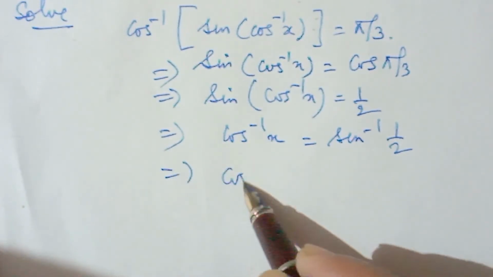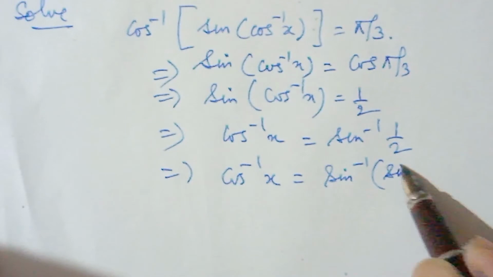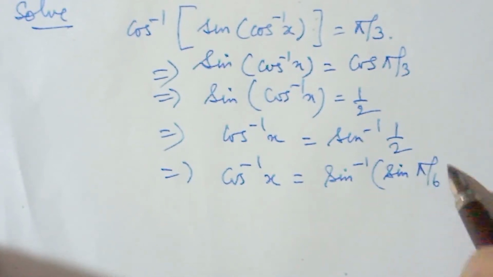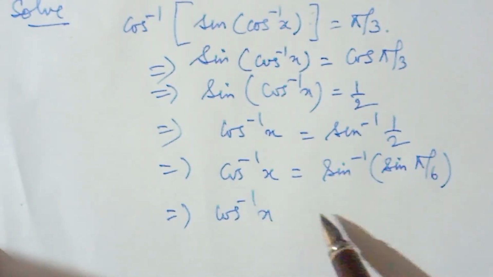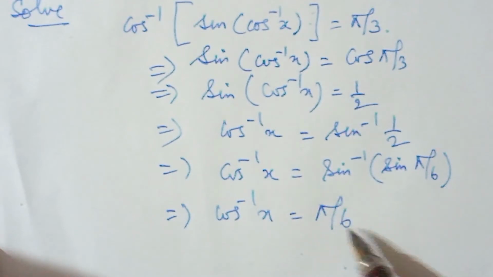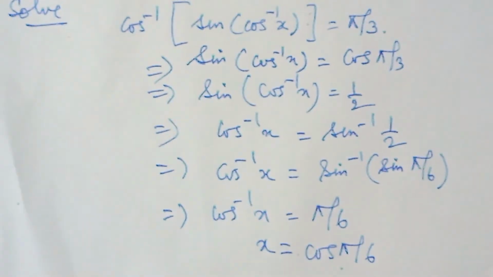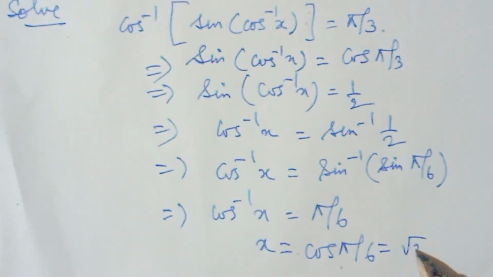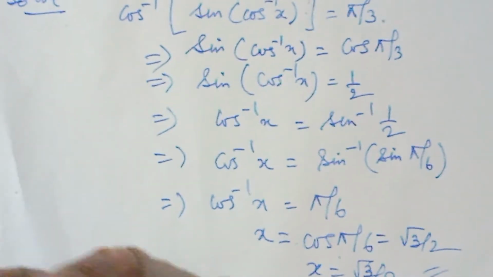And what is sine inverse half? For that you can write sine 30 degree, that is pi by 6. So cos inverse x is equal to pi by 6. So x is equal to cos pi by 6. And what is cos pi by 6? Root 3 by 2. So therefore x equals root 3 by 2. So this is the answer.